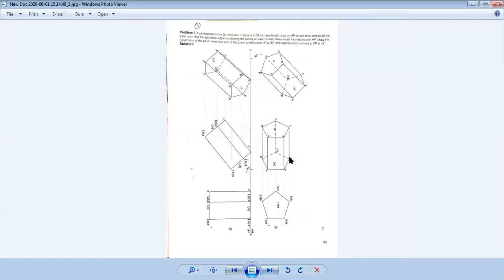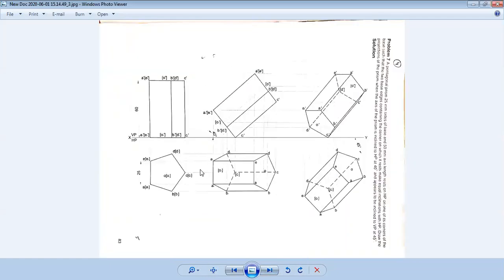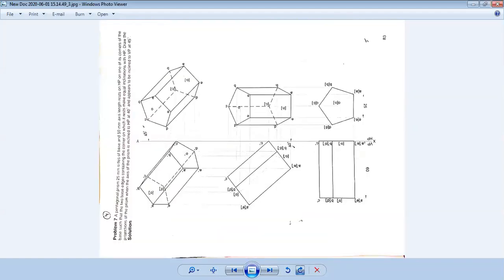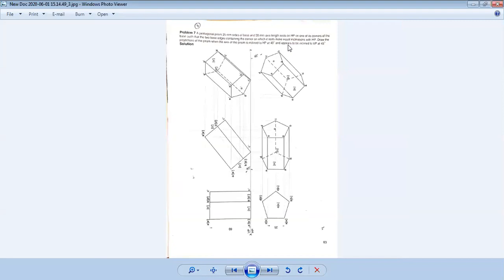In the next problem, resting on corner, they have given resting on corner, HP angle 40, and here we have not found out the beta angle. Directly we have placed the axis. The reason for that is, in the problem, if you see, they have given the appears, it appears to be inclined to VP at 45 degree. So if they are given like this, means no need to find out the beta angle, just place the axis on that line. Okay, so just practice these two problems.